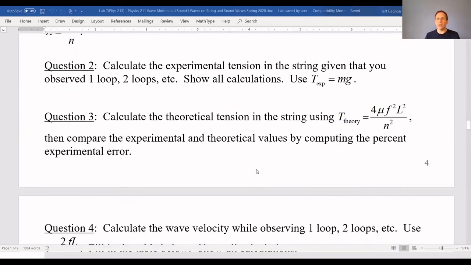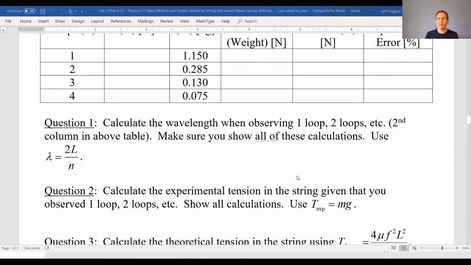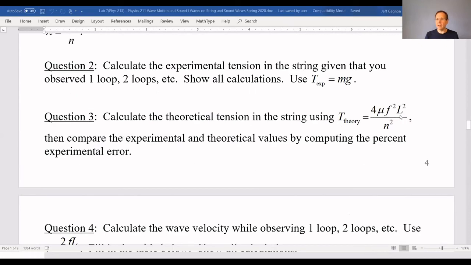Okay, next you want to calculate the theoretical tension in the string, and we just derived that, right? Remember, that depends on the linear density and on the frequency, which is always 60. The linear density was a constant value, 0.00075. The L is always 1 meter. So you plug those in and then divide by the number of loops that you're observing, and that'll give you the theoretical tension in the string.